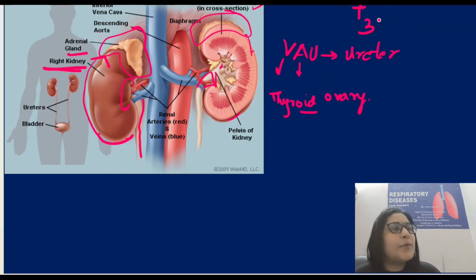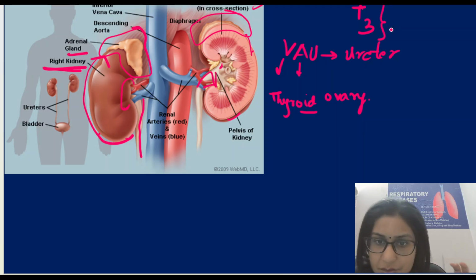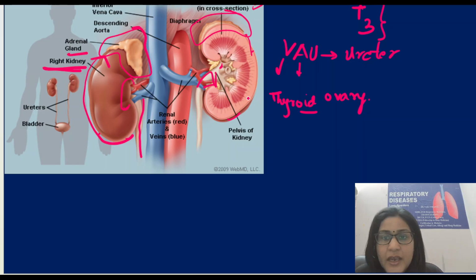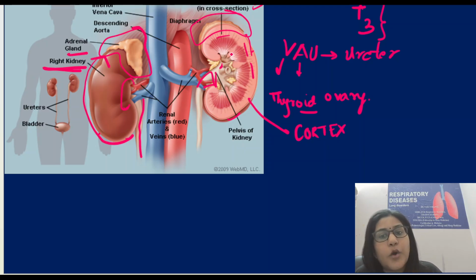So in all of these encapsulated organs, the capsule is very important as far as staging of the tumor is concerned. Now point number 2. Here you see the cortex, which is lightly stained. After the cortex, you have the medulla. The medulla is arranged into pyramids, and the cortex going in between the pyramids is known as the medullary cords.